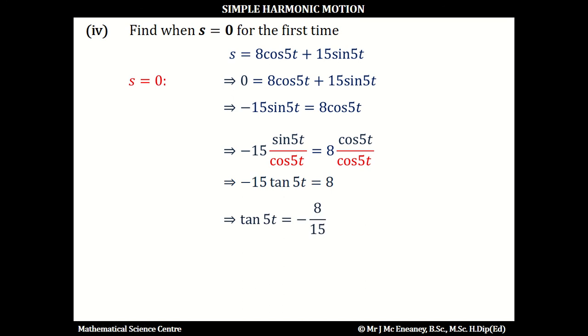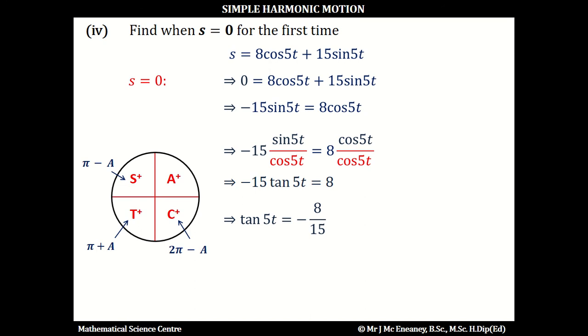Now we're going to get the inverse tan of minus 8 over 15. And when we do that, we need to know in which quadrants tan is negative. So tan is positive in the first and the third quadrant, so it's negative in the second and the fourth quadrant. Now this means that if we want to get the angle in the first quadrant, the inverse tan of plus 8 over 15 gives you the reference angle. That's the angle in the first quadrant. So the angle in the second quadrant would be pi minus that value.